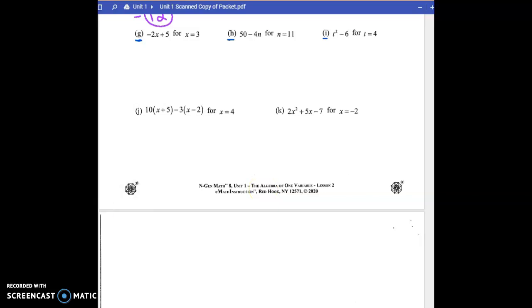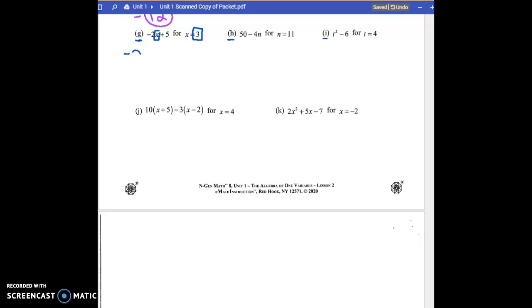Okay, so again, we're just doing some substitution, which means we're replacing the number in for the variable that they're telling us. So we have negative 2x plus 5. Remember, negative 2x means negative 2 times x because they're right next to each other, for when x equals 3. So I'm going to put 3 in for my x. Now I have to be careful when I rewrite it, because I don't want to rewrite it as negative 23 and just put the 3 right next to the negative 2, because it's going to be incorrect. I have to make sure I show that as multiplication.